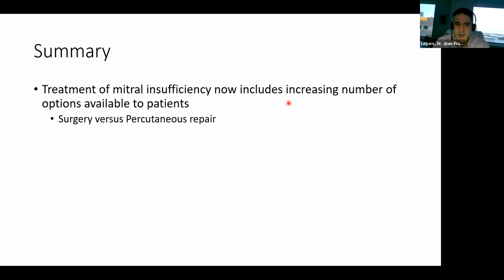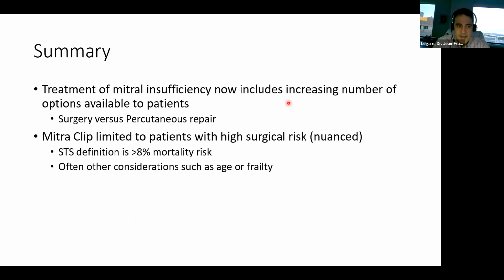I think mitral clips, while they're limited to patients that are high surgical risk, one needs to nuance this, remembering that STS definition of high risk is more than 8% mortality or predicted mortality, and often we consider age and frailty as other aspects that are important.